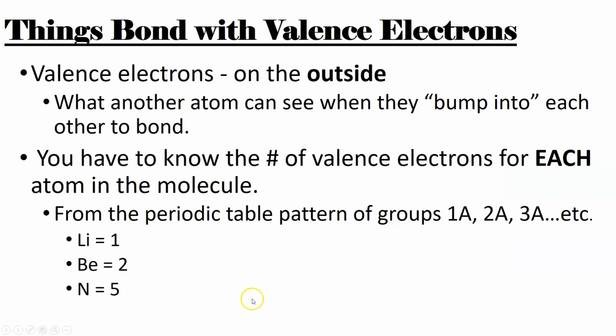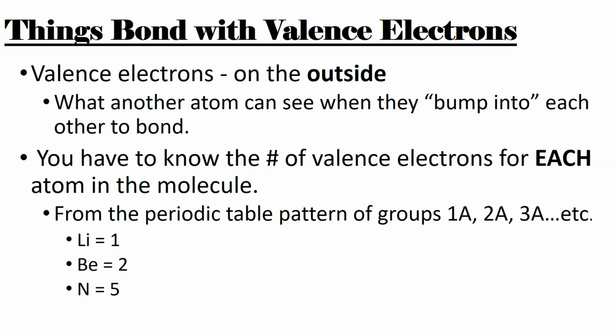When we draw these structures, it's important to know that we're only going to be drawing the valence electrons. Remember, the valence electrons are the ones on the outside in that highest energy level. And so the reason those are the ones we're going to draw is because they're the ones that are on the outside that are available for bonding. When you have an atom bump into another atom, the bond that will form will be on the outside of the molecule, and so those valence electrons are the ones that are being utilized.